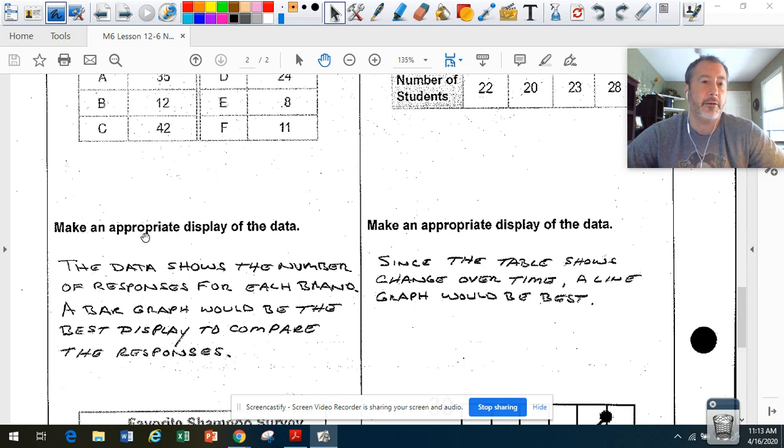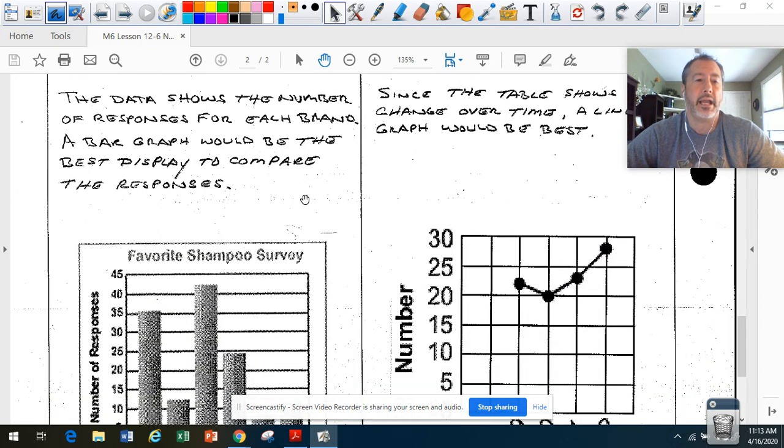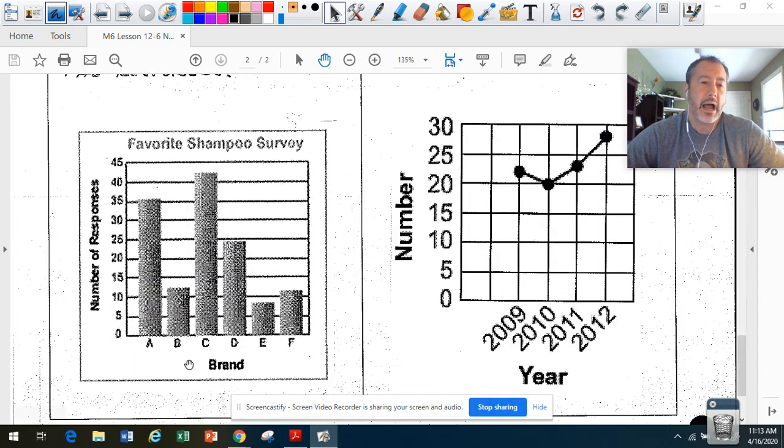It says make an appropriate display of the data. So it says the data shows the number of responses for each brand. Okay, so in each type of category, a bar graph would be the best display to compare these responses. So if I were to make a bar graph here, I have my brands along the x-axis, the number of responses along my y-axis, and here is my title to my survey, favorite shampoo.